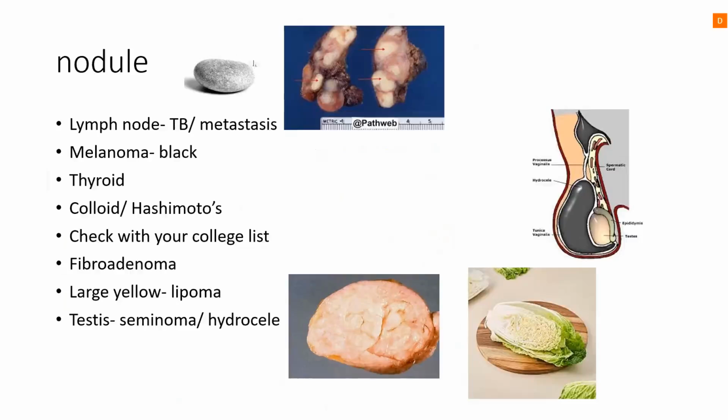Nodule. I kept a pebble as an example. Here there are two or three nodules which are adherent, and this is a lymph node. Pale area may be an infarct. We will go to the diagnosis later. Another structure, and it has got slit-like openings like the cut cabbage over here.